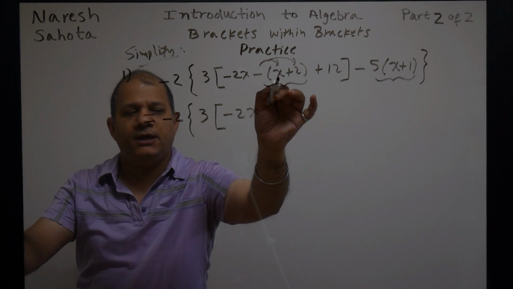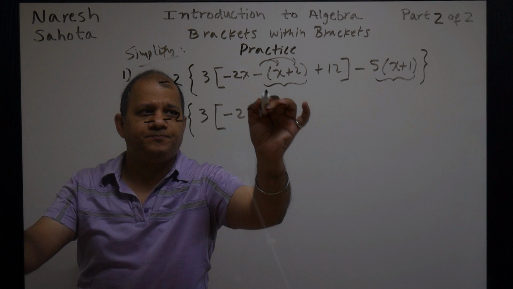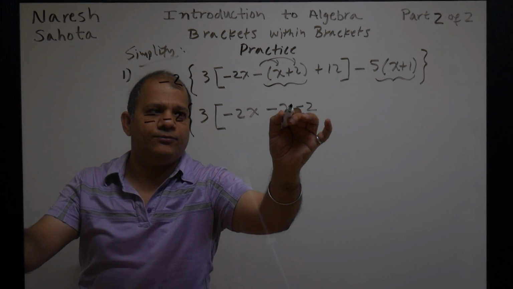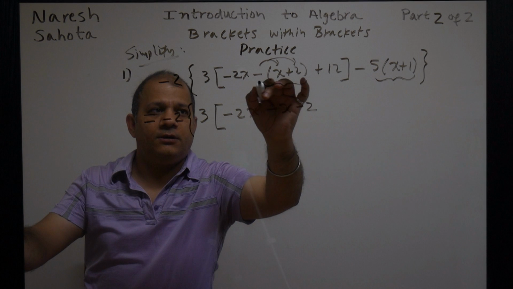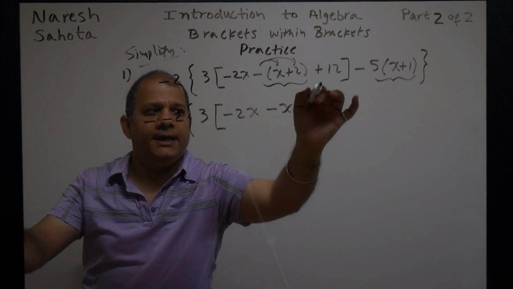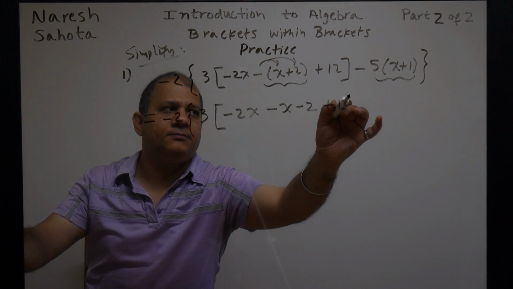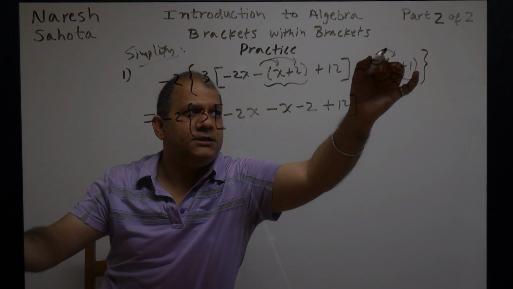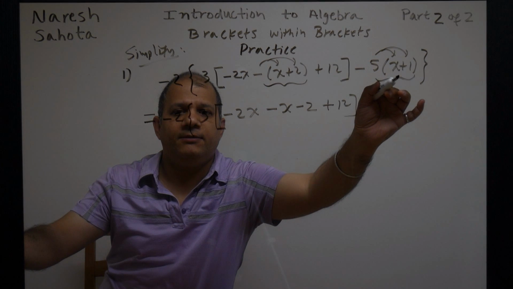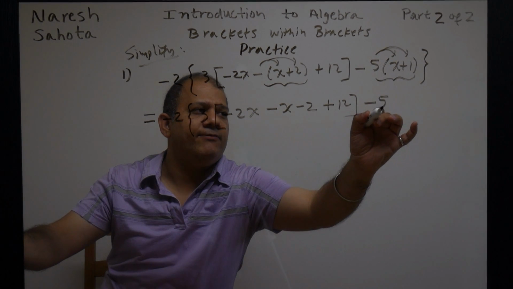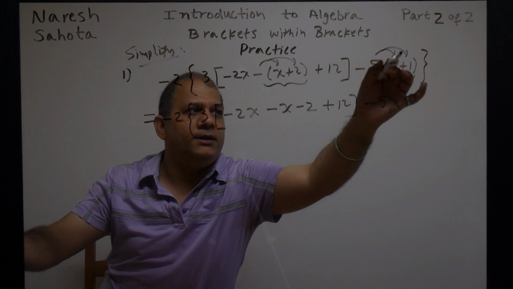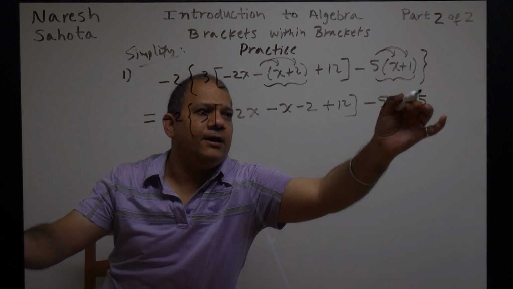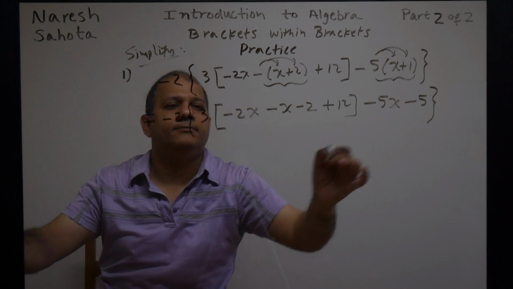So -1 times x is -x. -1 times +2 is -2. Remove the brackets here. Now we add 12. And now we're ready to remove this set of parentheses. So -5 times x is -5x. -5 times +1 is -5. And now close the curly bracket.